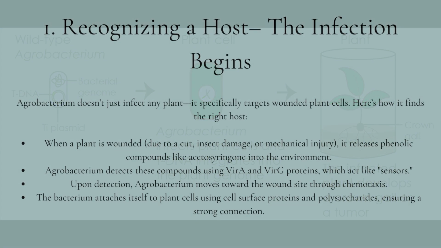First being recognizing a host. The Agrobacterium targets wounded plant cells by detecting phenolic compounds like acetosyringone, which are released upon injury. The VirA and VirG proteins sense these signals, guiding the bacterium to the wound via chemotaxis. It then attaches firmly to the plant cells using surface proteins and polysaccharides.